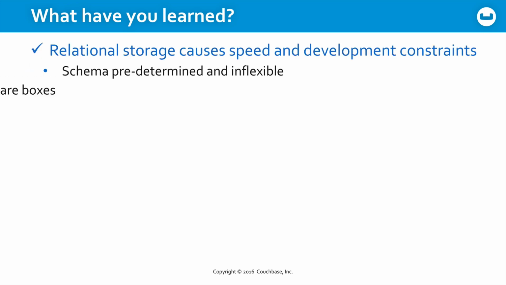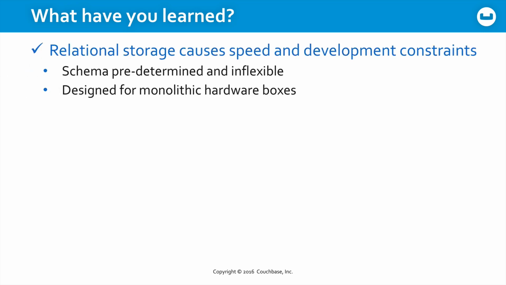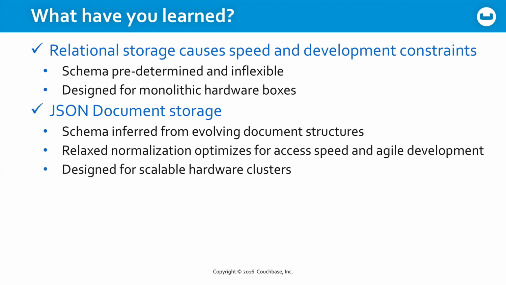So what have we learned here? First, relational storage causes speed and development constraints in your process. Your schema are predetermined and largely inflexible. It's also an approach that's designed for monolithic, expensive hardware boxes. JSON document storage, as we offer in Couchbase, allows you to infer your schema from evolving document structures. This relaxed normalization approach is optimized for access speed as well as agile development. It's also designed for scalable hardware clusters because you may get popular, you may need more servers, and you may need to evolve your structures over time.